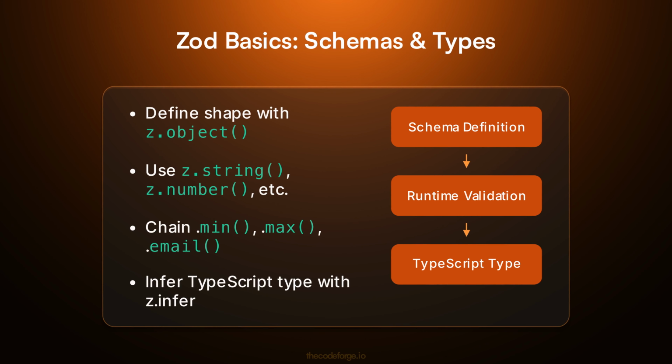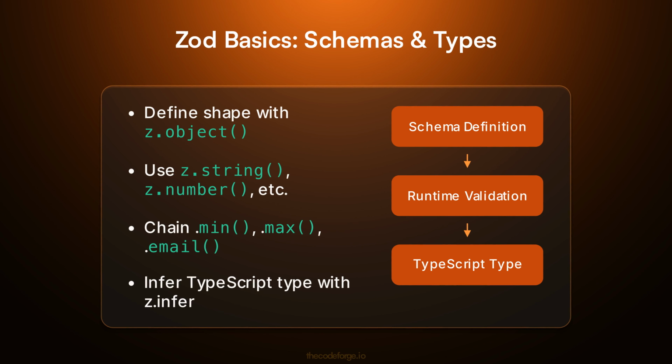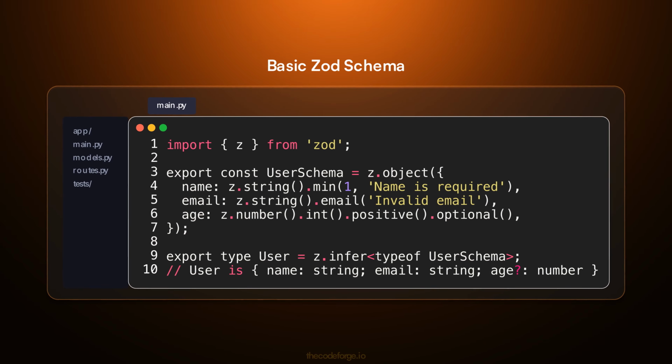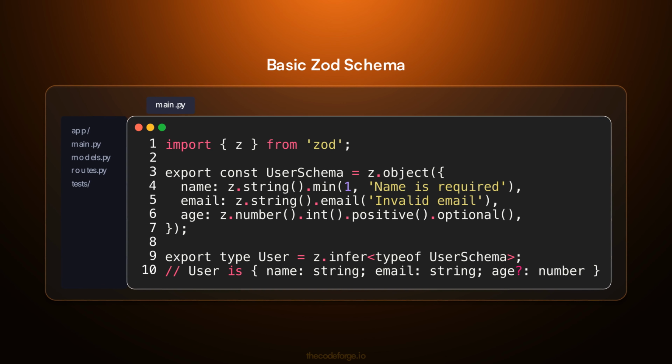Zod schemas are the single source of truth. They validate at runtime and generate TypeScript types automatically. No more manual interfaces that drift apart. This schema defines a user with required name, valid email, and optional positive integer age. The inferred type matches exactly, so refactoring is safe.